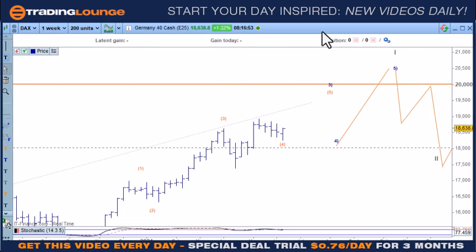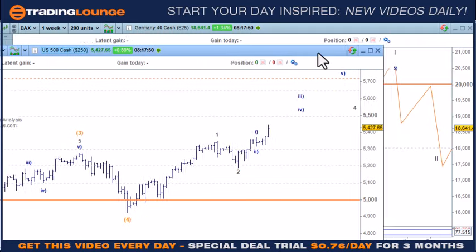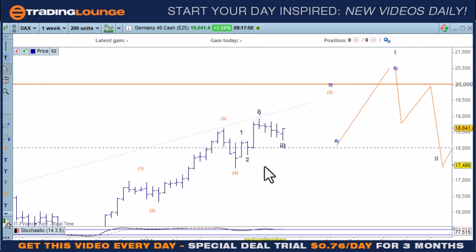I still haven't actually got it figured out. If I put it here, then obviously we're a month behind the S&P. If I put it here, for instance, and looked at this as wave 1 and 2 here, let me just fix that up, then that would put it in sync with this market, with this 1 and 2 and 1 and 2 here. But to have it like that, it just doesn't quite look right.